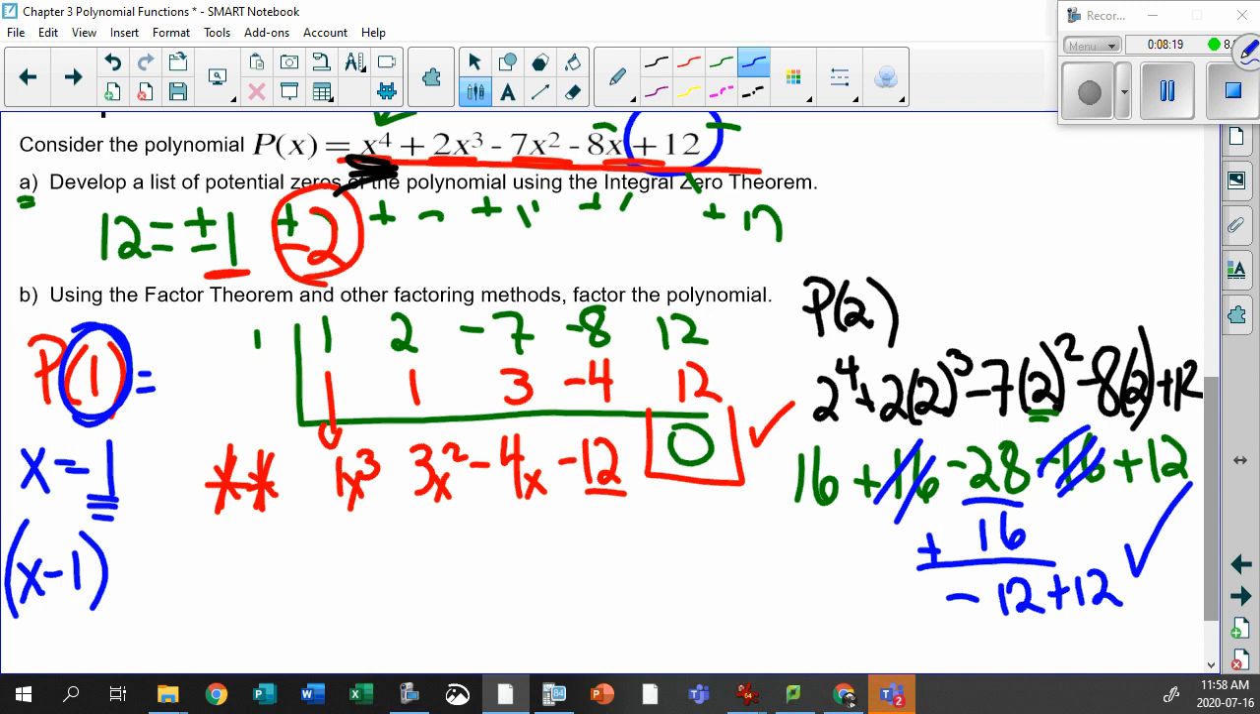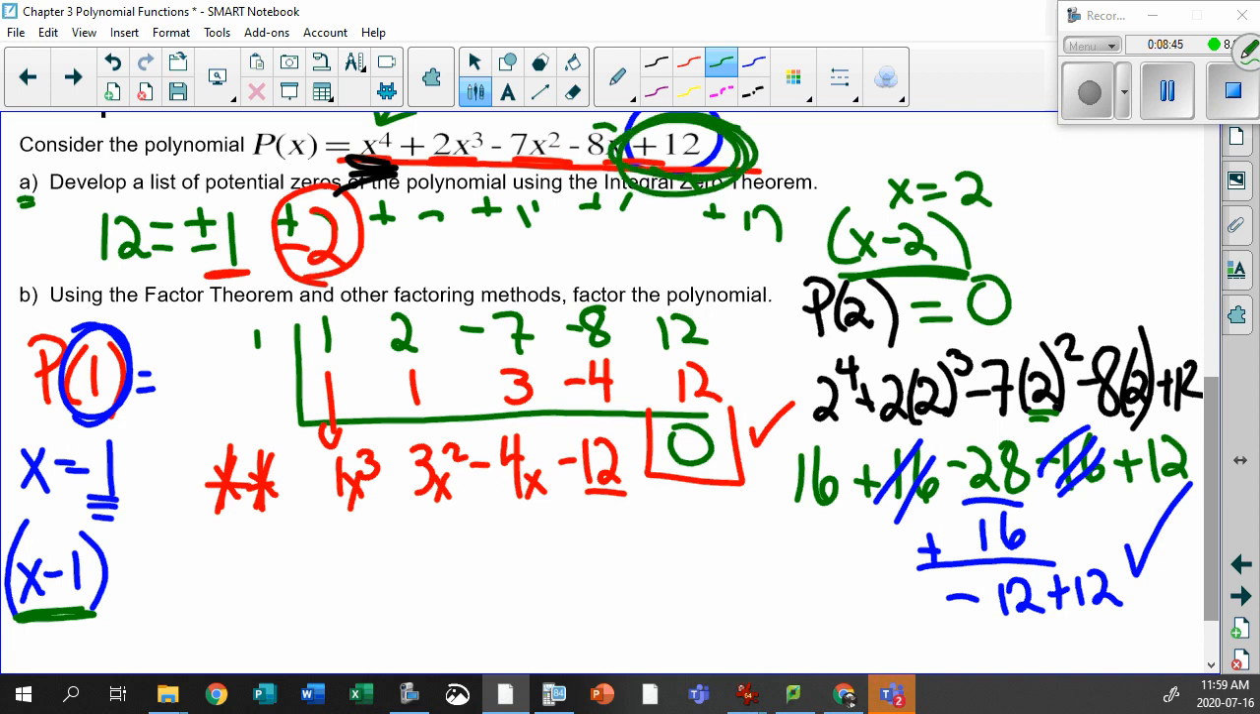Oh, that's so cool. Now, watch what I'm going to do here. I know that 2 gives me a 0. Okay, that's my remainder theorem. Check out the factor theorem. That means x equals 2. Bring the 2 over. X minus 2 is now a factor. I just found out 2 factors. Look at that. By using this idea of the integral zero theorem, checking out the factors on this number.